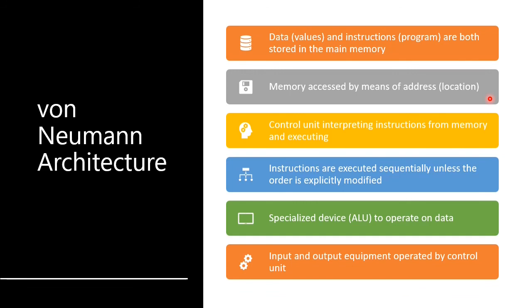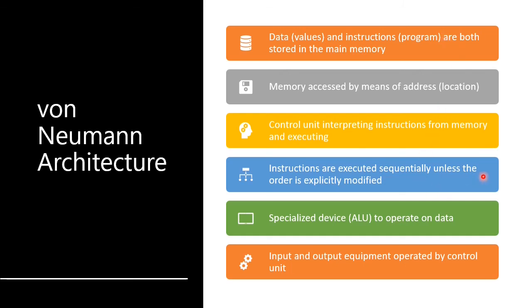The control unit interprets instructions from memory and executes them. All the instructions are in the main memory, and the function of the control unit is to interpret them: what to do from this instruction? Should these two operands be multiplied, divided or subtracted? Those things are decided by the control unit. That interpretation is done by the control unit, and the real instruction is recorded in the main memory.